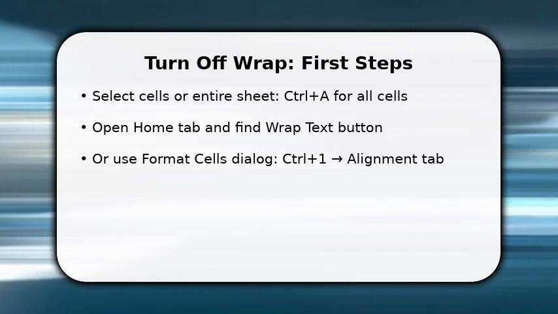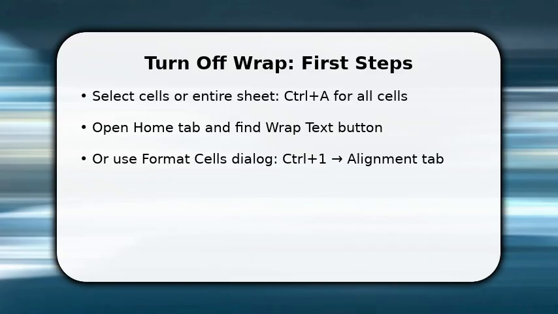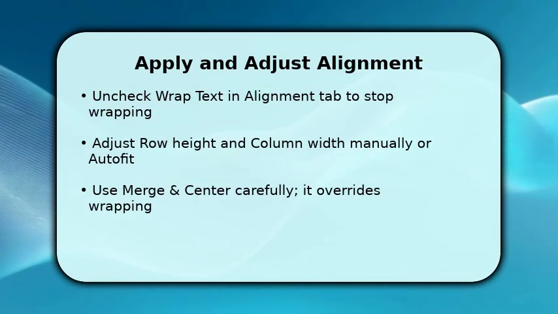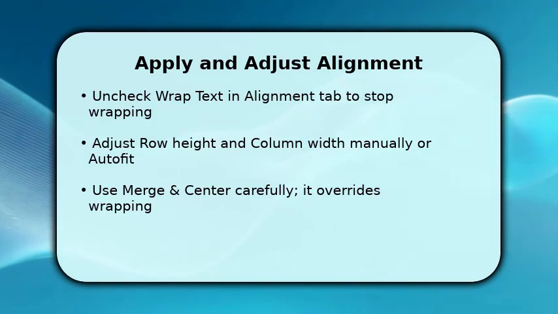Make sure to act on the correct sheet and selection because the change applies only to what you pick, not the entire workbook unless selected. Once in Alignment, clear the Wrap Text checkbox and click OK. This prevents Excel from splitting lines inside cells.